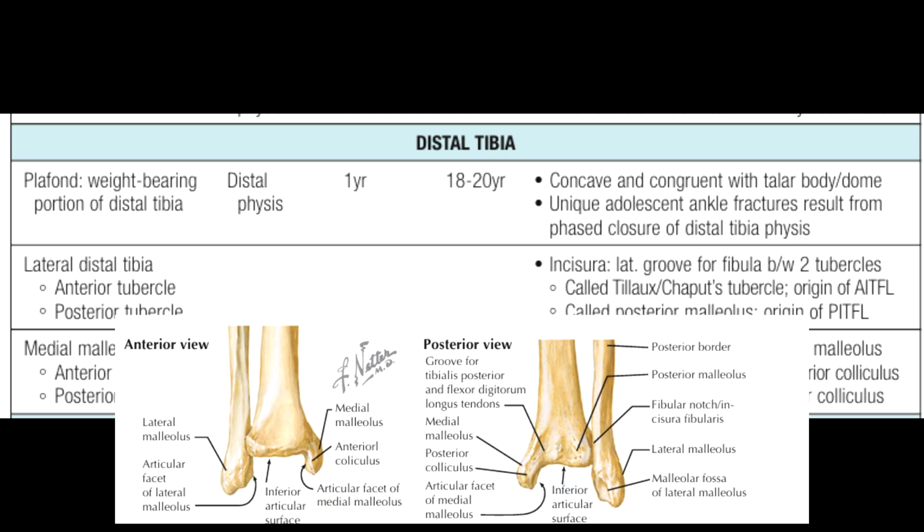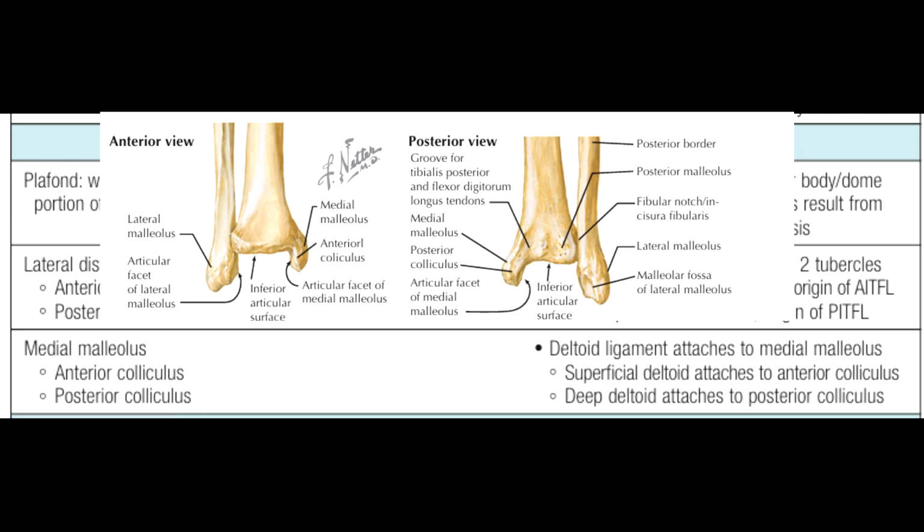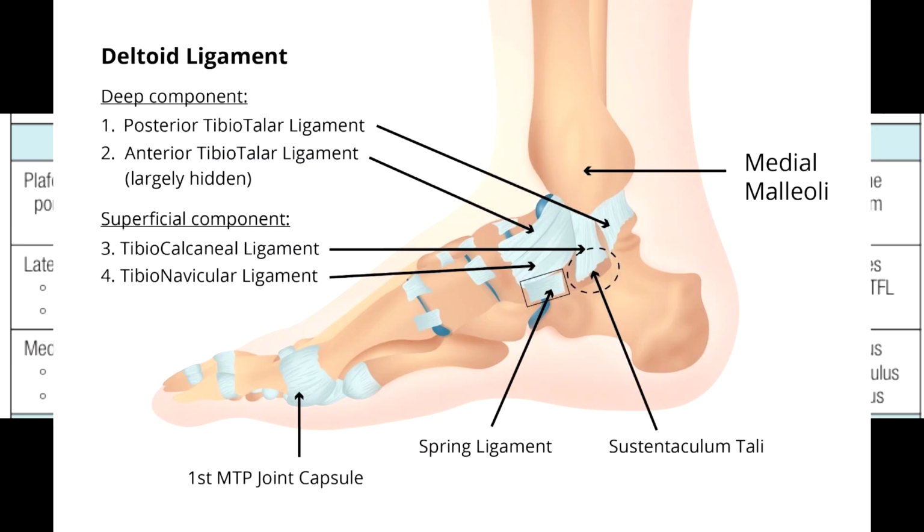These include the famous Tillaux fracture, involving the anterior tibial tubercle, and the triplane fracture, which often includes the posterior tibial tubercle as well. The medial malleolus has two important bony prominences, the anterior and posterior colliculi. These provide attachment to the deltoid ligament, one of the strongest stabilizers of the ankle. The superficial fibers attach to the anterior colliculus, while the deeper fibers extend posteriorly, ensuring medial ankle stability.